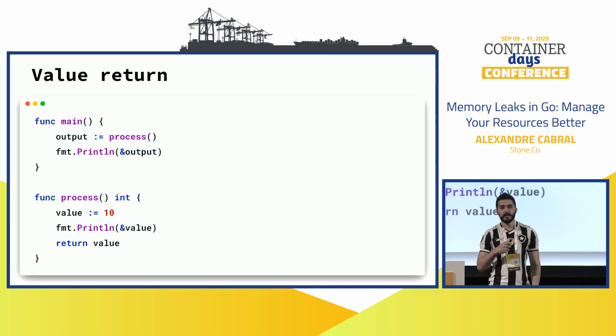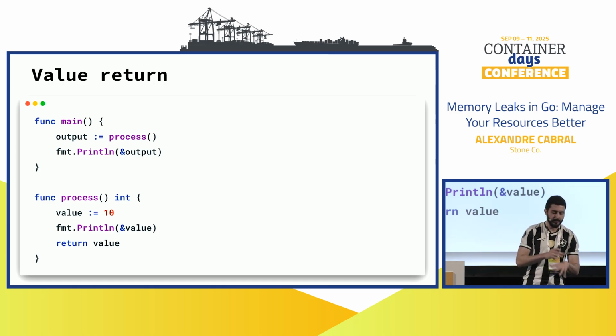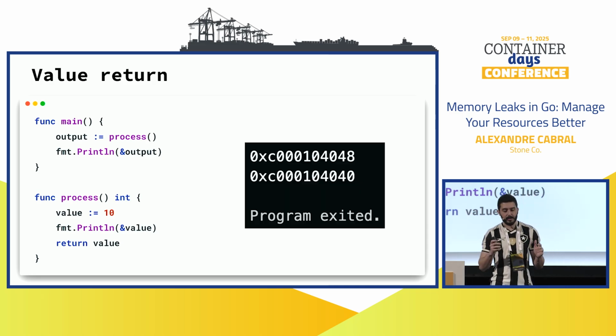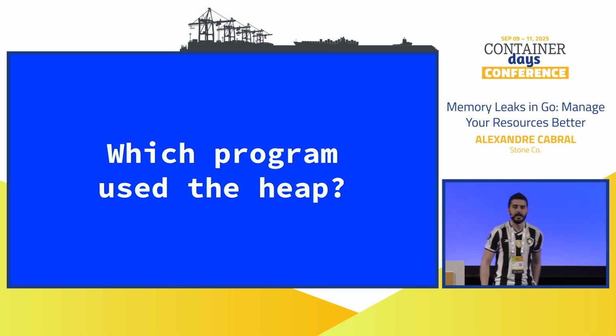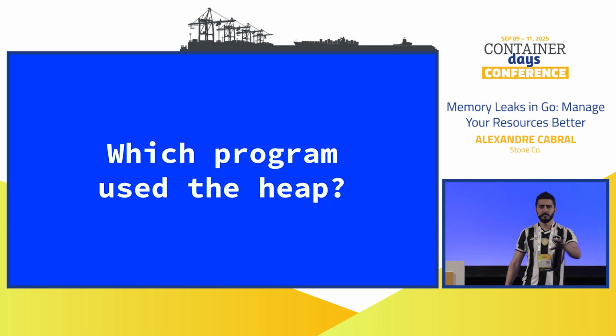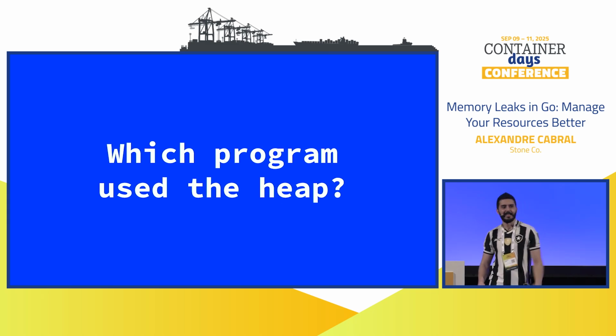But we can return as a value. When we return, we create the same variable here and we return it and print the address. And as we can see, the address is different. It happens because when we return a value, we actually copy it to another address and then it goes to the main function. So which program uses the heap? Anyone can help me here? Yeah, the pointer one, right?